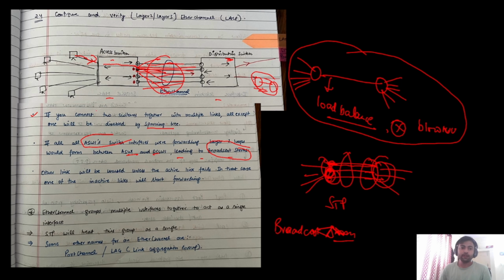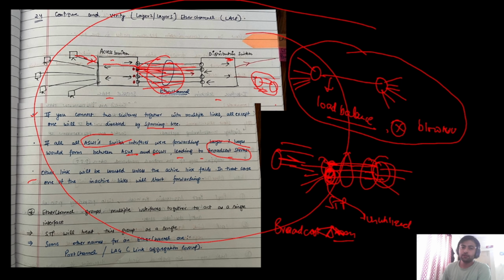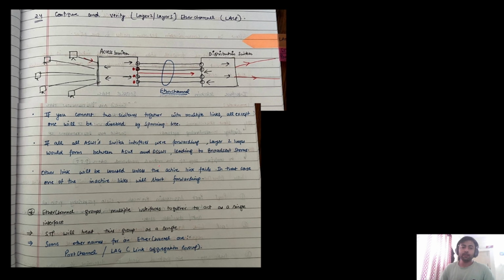That is not convenient. The third point is the other links will be unused unless the active link fails. And yes, there are chances, for example, when we implement all the cables, that these three on the root switch will be unutilized, as I said. So these are the needs of EtherChannel. EtherChannel is also known as port channel, and there are layer 2 EtherChannel and layer 3 EtherChannel.